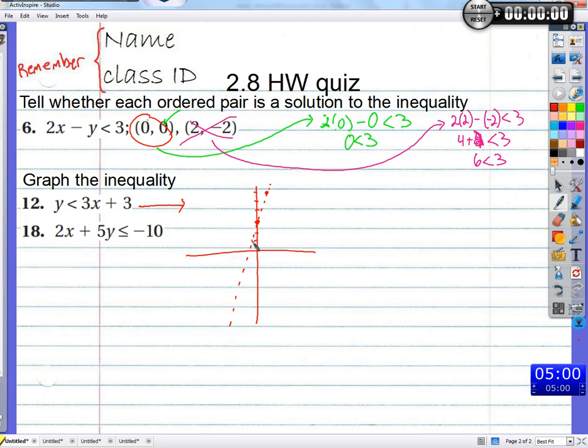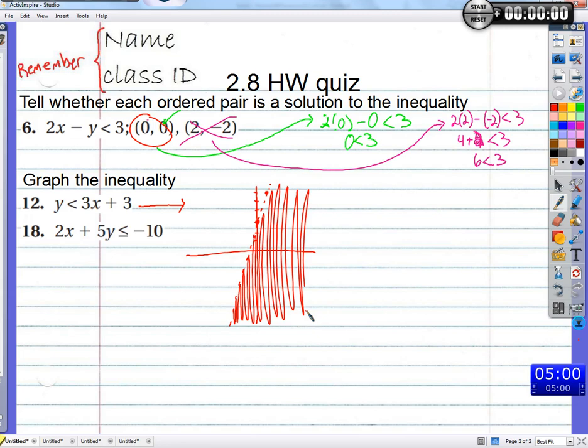If we were to pick a point off of this line and take that x and y and put it in here, both sides would be what? Equal. And they can't be equal because it says just less than. So we don't include points on the line, but we do include points where the y would wind up being less than what you get when you plug your x into the side. Where will we find those values? Below the line. The lesser y values are down.